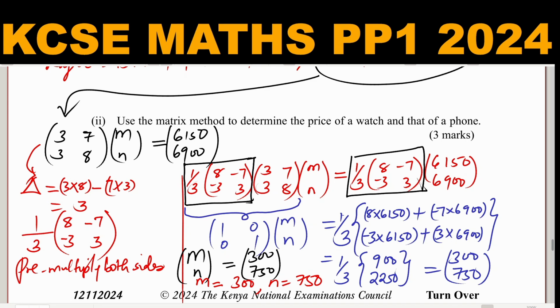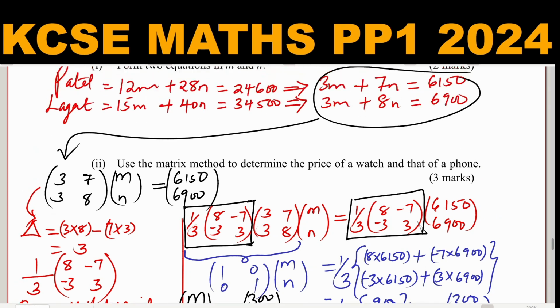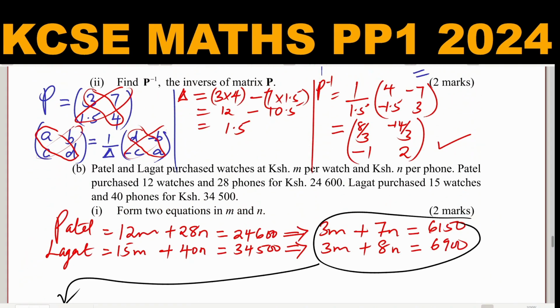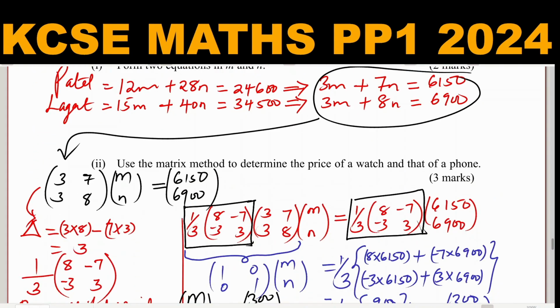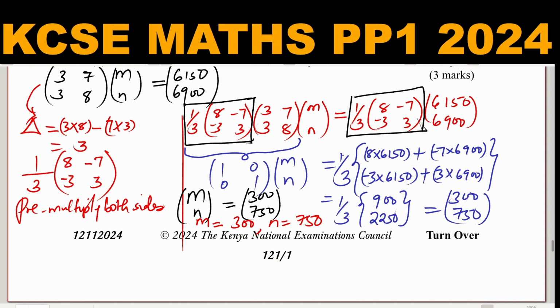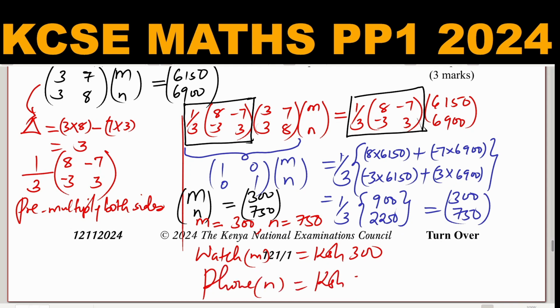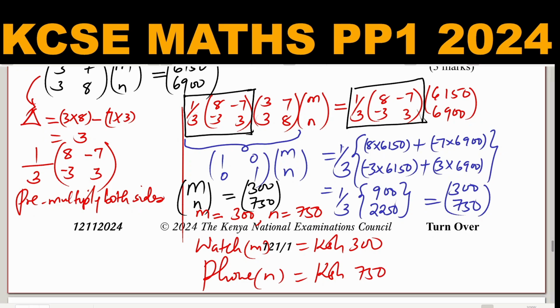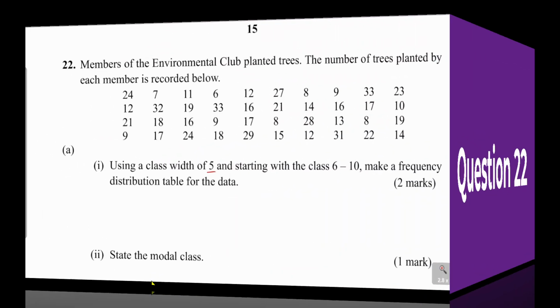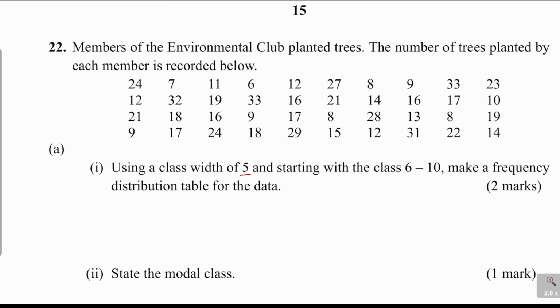The question is price of a watch and that of a phone. Remember, m was the price of the watch. So watch, that is m, is equal to 300, and then the phone, which is n, the price is 750.